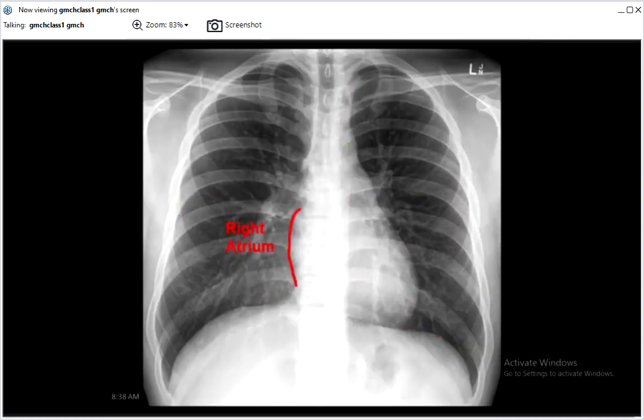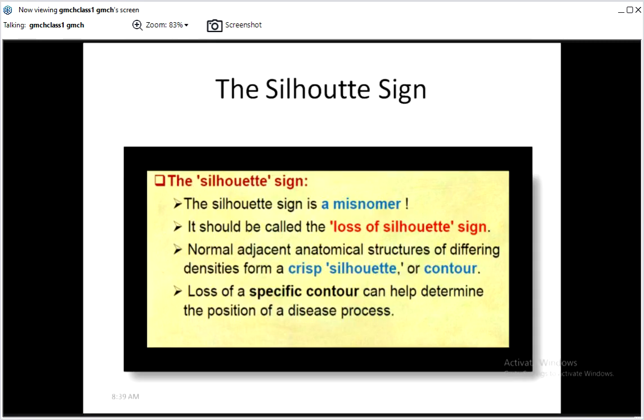So this is called the cardiac silhouette sign. Usually we call it the silhouette sign if it is visible normally, but that is a misnomer. It should be called loss of silhouette sign. Whenever the cardiac silhouette is not visible clearly, as we discussed, the border should be visible clearly. If there is blunting of the borders with the surrounding lung tissues, that means the surrounding lung tissue is not normal. The normal adjacent anatomical structures of differing densities form a crisp silhouette or contour. This loss of specific contour can help determine the position of the disease process.